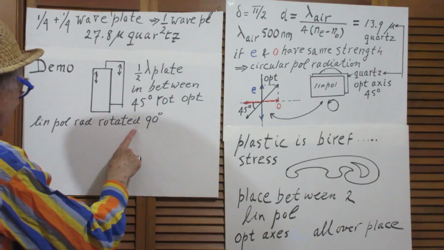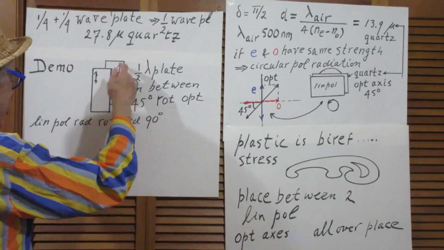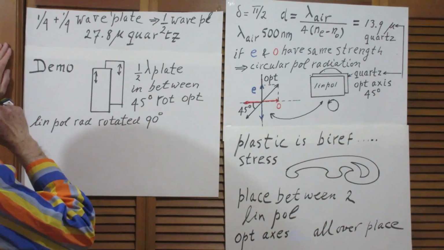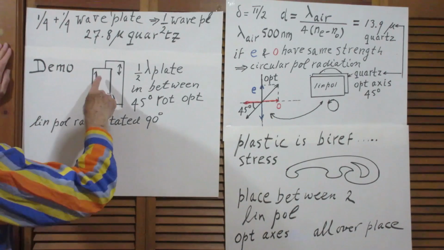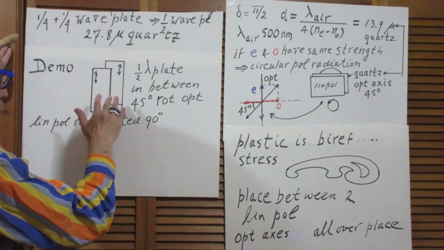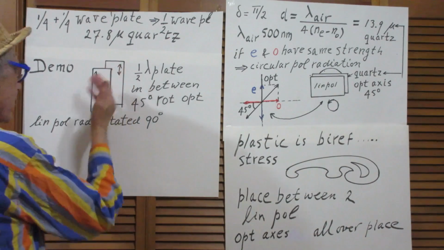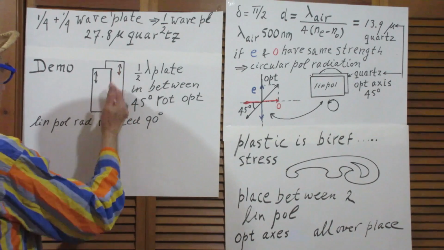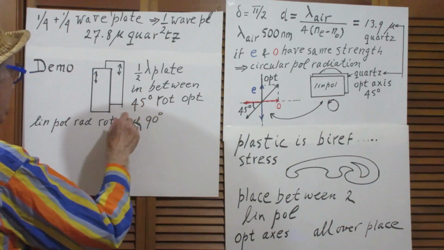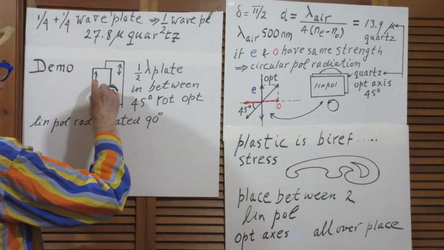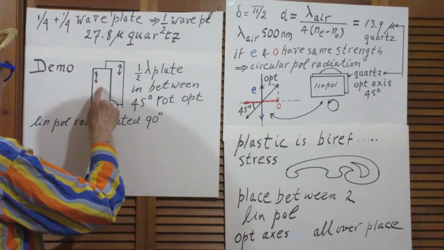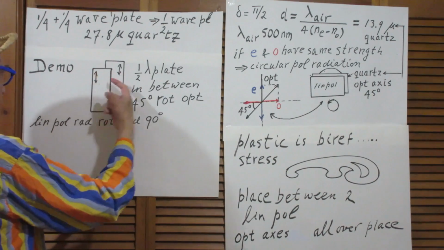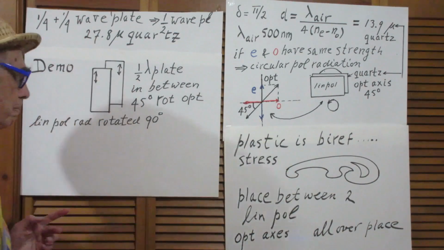The linear polarized light will now be rotated by 90 degrees by this birefringent quartz material, and so this one will block it completely. Without the birefringence in between, the light will fall through nicely. The moment I put in the birefringent material in between and rotate it at the right angle, you will see that no light anymore will come through, because that linearly polarized light coming in this direction is now converted to this direction, and so this will block it.